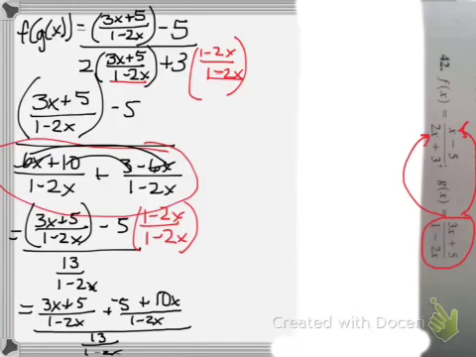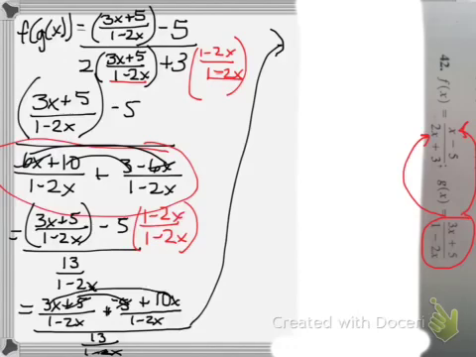So we just did with the numerator what we did with the denominator before, getting a common denominator in the numerator. Now we're going to put these two together. Looking at the bottom of the screen, when we put 5 with negative 5, they cancel out, so that becomes 0. And then 3x plus 10x becomes 13x, and that's over 1 minus 2x. So we have 13x over 1 minus 2x over 13 over 1 minus 2x.